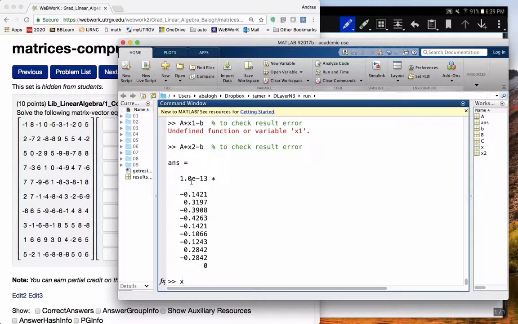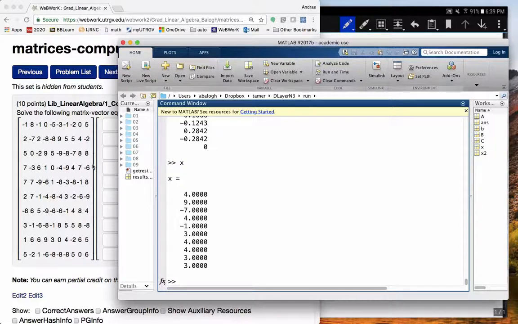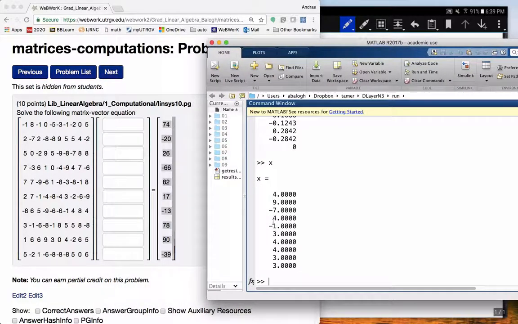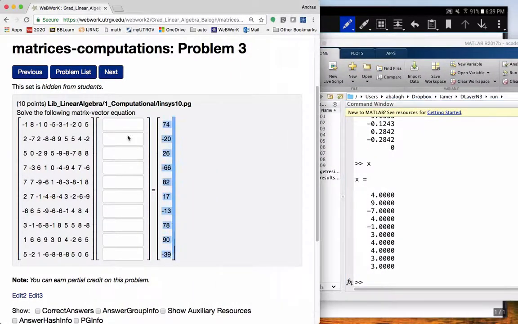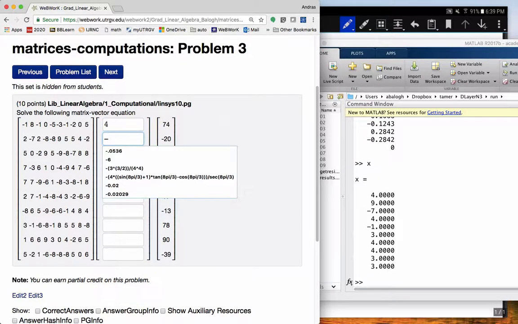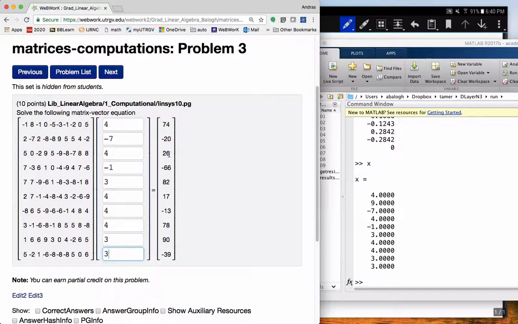All right, so anyway, if you take this x, in this case I recommend just using the integers. It's supposed to be integer, this one. So the solution is supposed to be 4, 9. Don't worry about the decimal digits. And double check: 9 minus 7, 4 minus 1, 3, 4, 4, 3, 3.